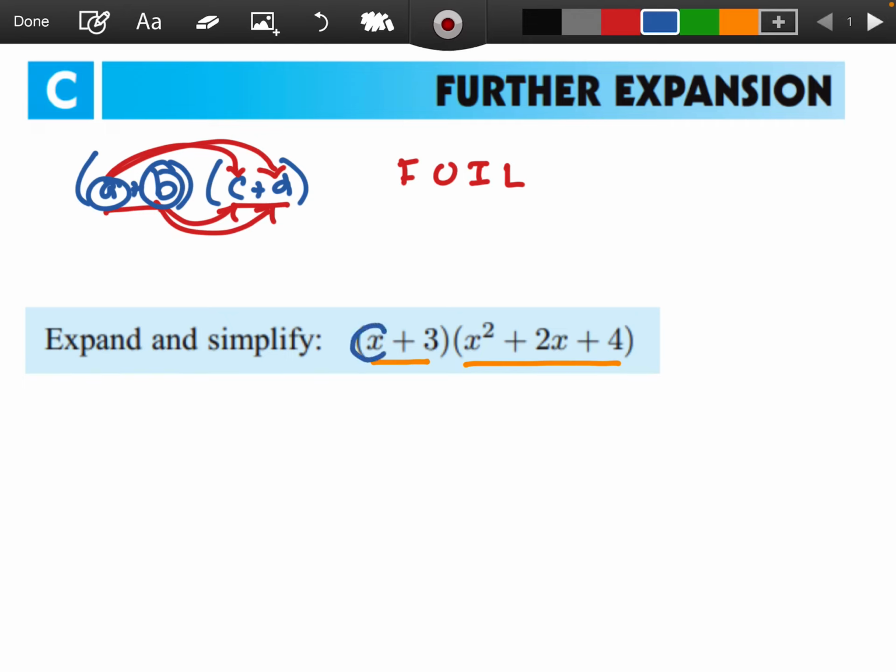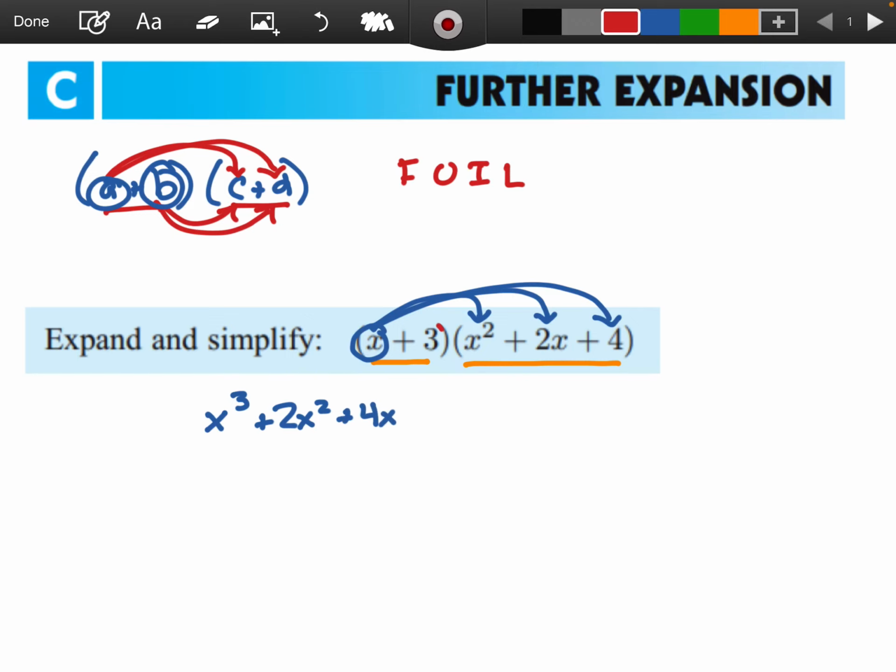So we'll start by looking at the x, and then we're going to multiply that x by every term that exists in the second set of brackets. So 3 multiplications. We start with x by x squared to give us x cubed, x by 2x plus 2x squared, x times 4 plus 4x.